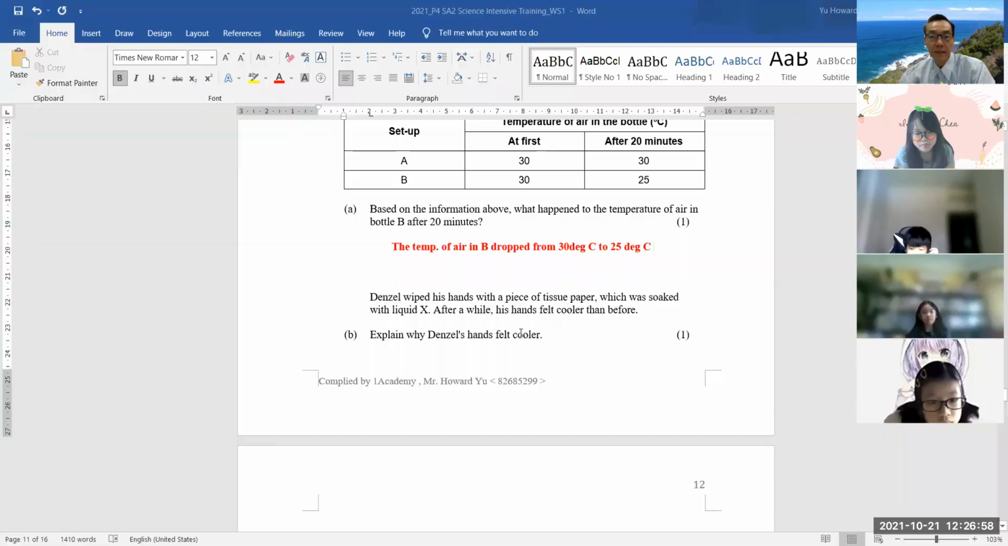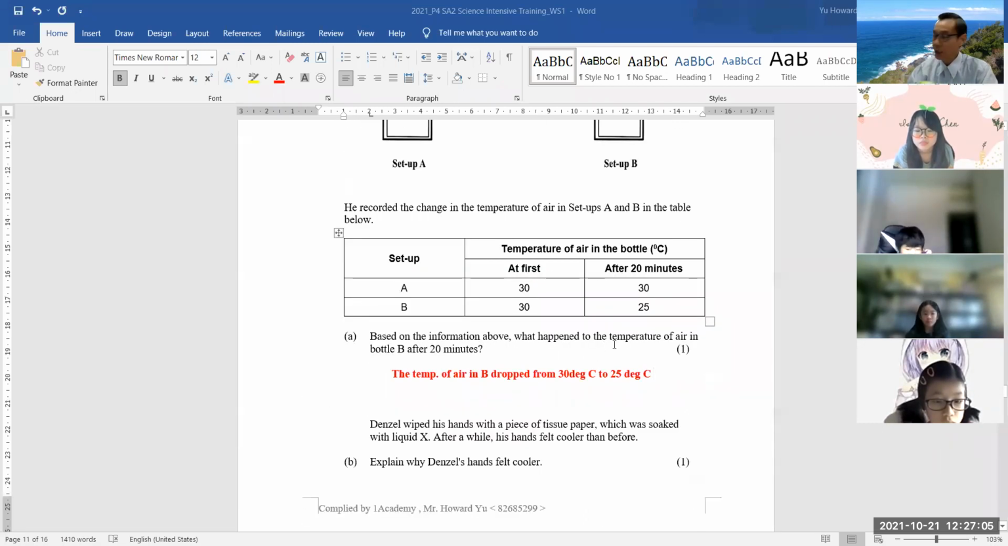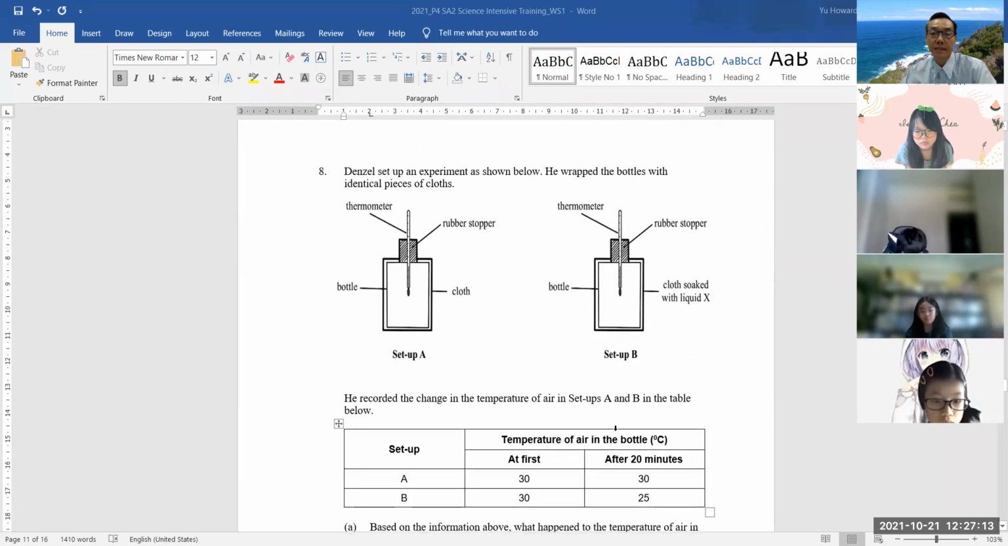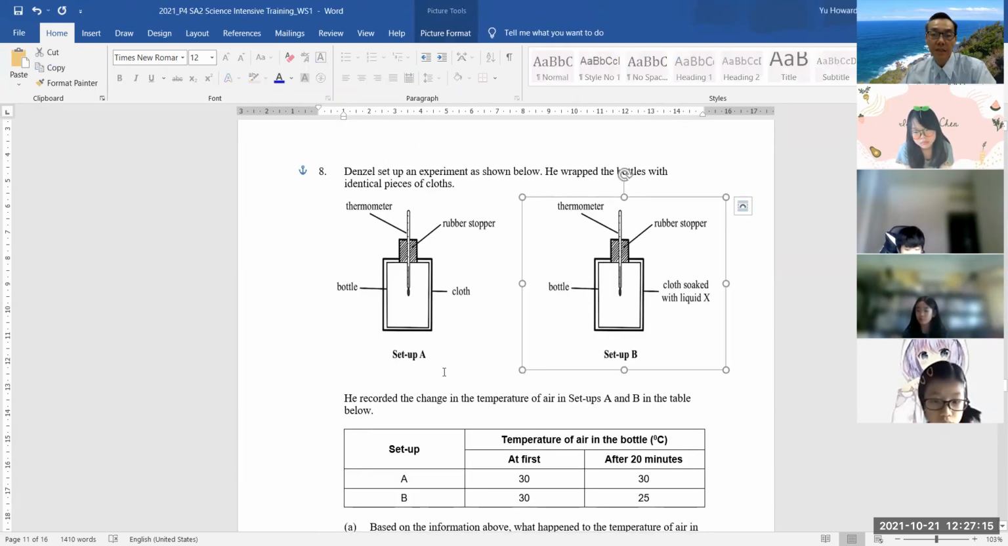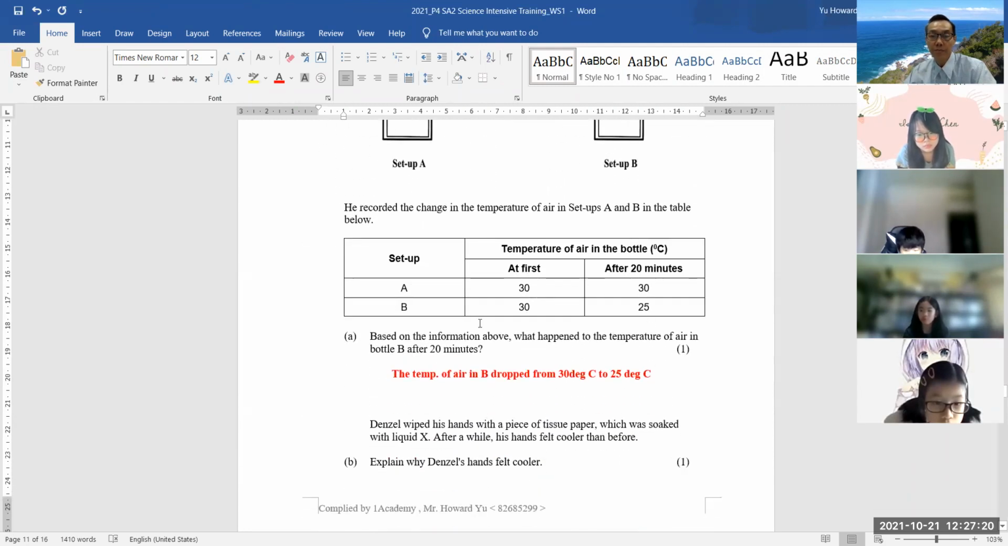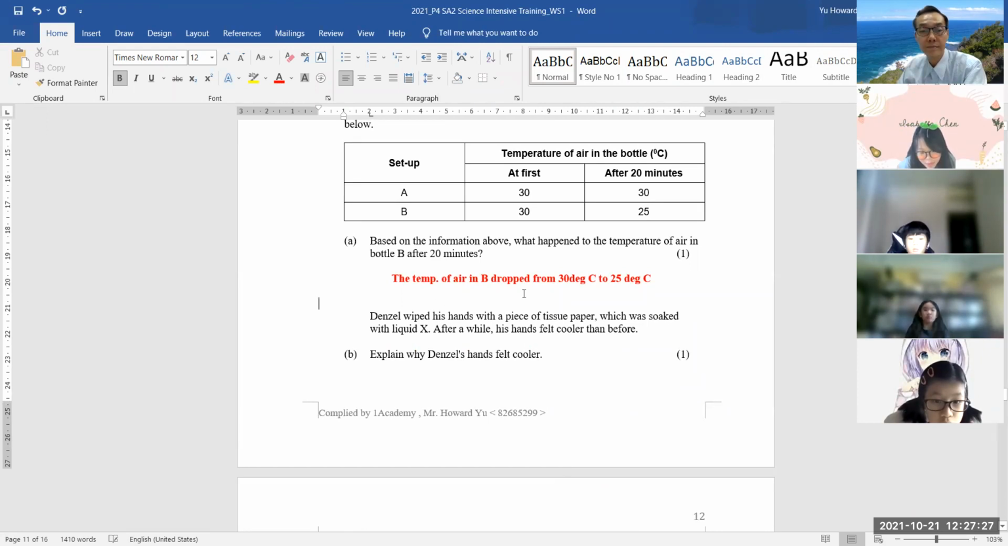in this question, I come back to the screen share, right? Does it explain why Denzel's hands felt cooler? When the tissue paper has liquid X, because we must see from this result, the container that has liquid X causes the temperature to drop further compared to the one without. So how do you explain this part? You want to try? Anyone? How about Jia Yi? You want to try, Jia Yi?